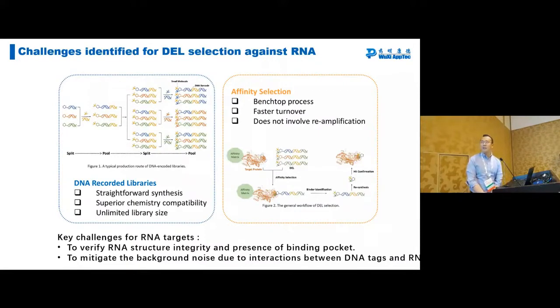But for RNA specifically, there are some perceived challenges. The first is that RNA structures are fairly sensitive to experimental conditions. So we want to find a robust and rapid method to verify the RNA structure integrity and binding pocket before the selections. And the other well-perceived challenge is the interaction between the DNA tags and the RNA molecules during the selection steps. So we wanted to develop a method that can mitigate such risks.